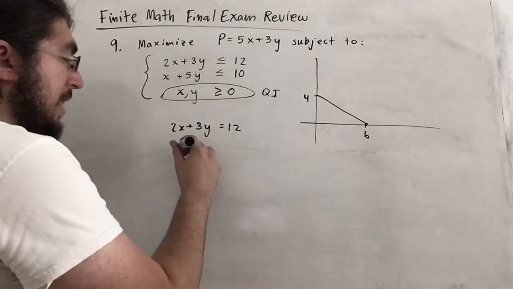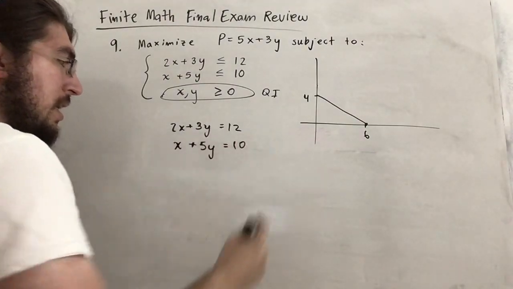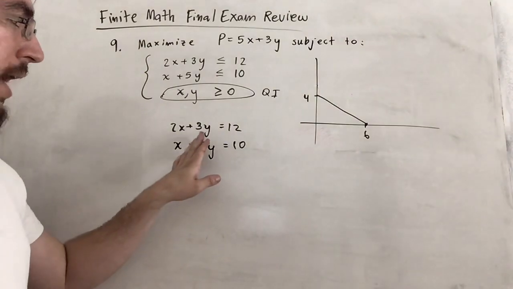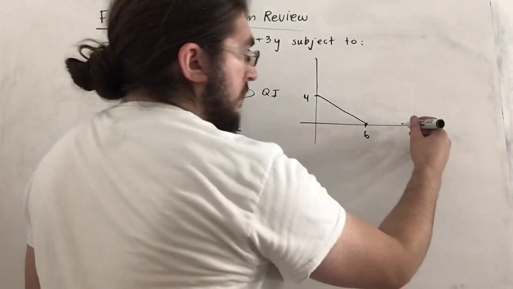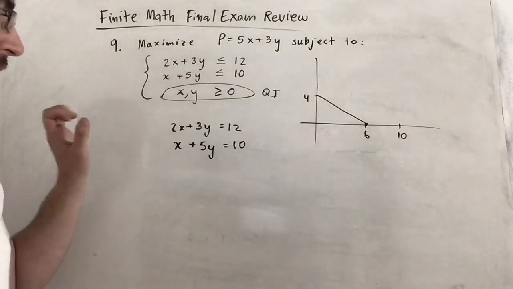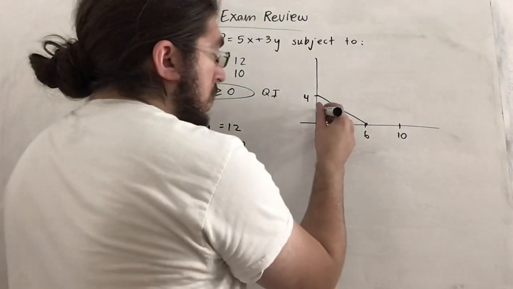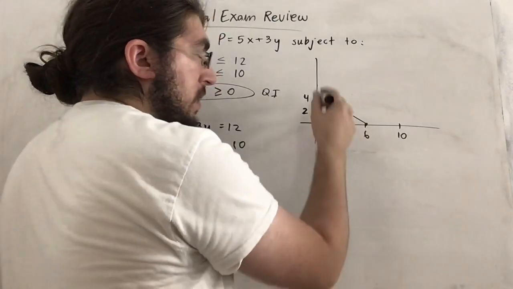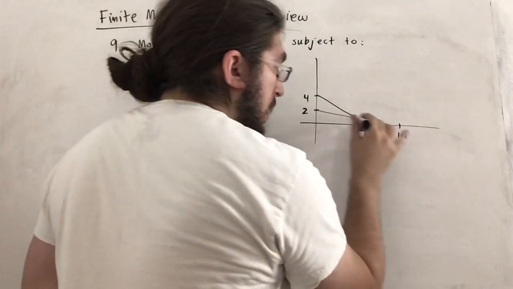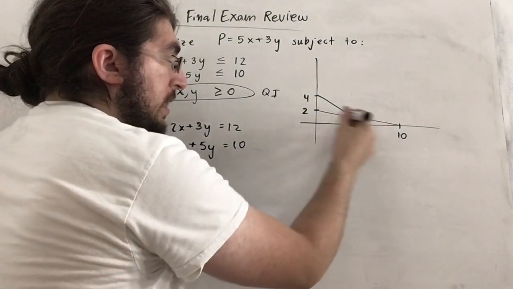Now for the second equation, x plus 5y is equal to 10. If you cover y, you get x is 10, which should be somewhere over here. And if you cover x to find y, you'll get y is equal to 10 over 5, which is 2. So that's like halfway between 4 and 0. So that's like that, and there's a line. Now, specifically, we need this corner point.